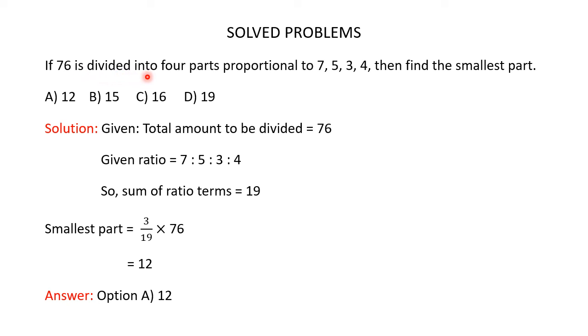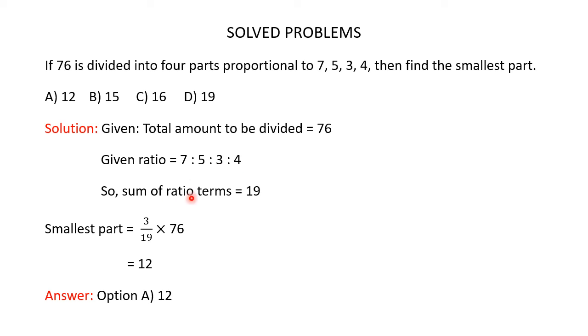If 76 is divided into 4 parts proportional to 7, 5, 3 and 4, then find the smallest part. You are given 4 options here and you have to find out which of these options is the correct one. Now it's given that the total amount to be divided is 76 and the given ratio is 7 is to 5 is to 3 is to 4.